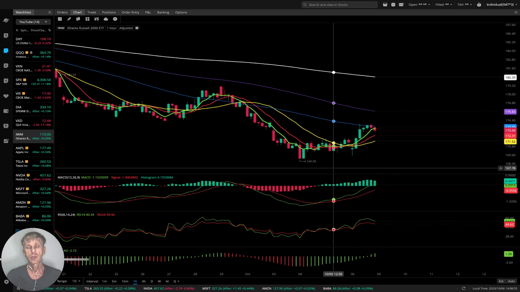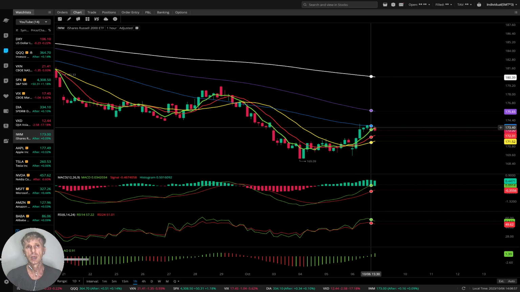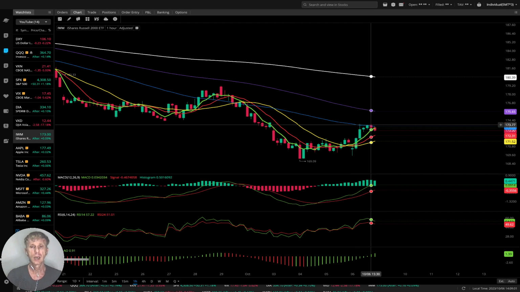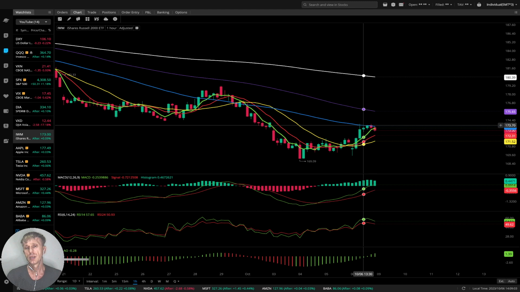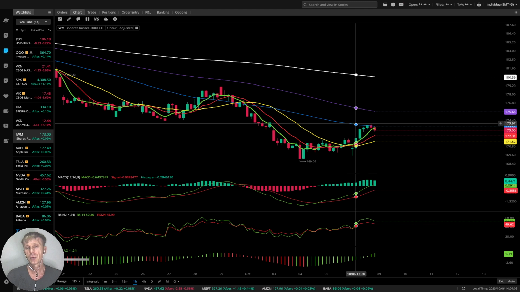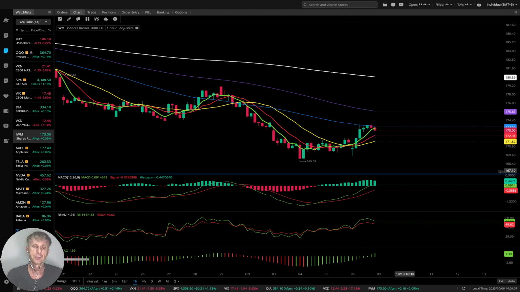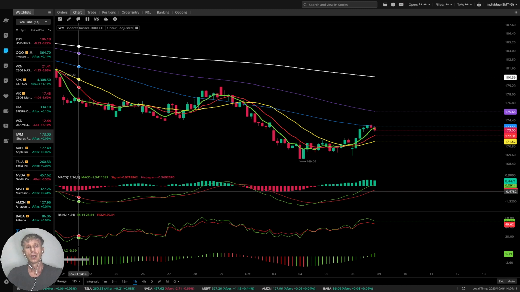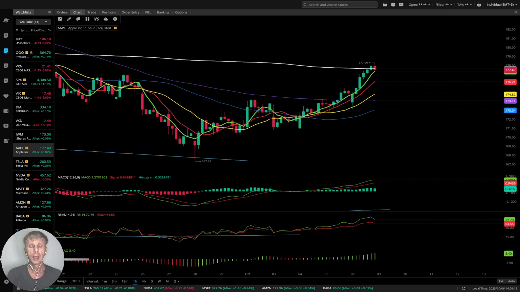1 hour time frame, it was a nice bullish reversal, bullish run, short squeeze all day. And in the last 2 hours it touched MA 50. MA 50 can be strong resistance. So far it is bullish. IWM, right? And let's move to Apple.